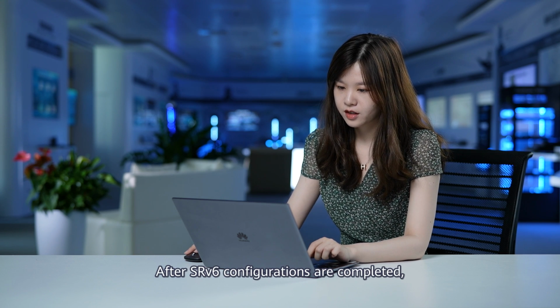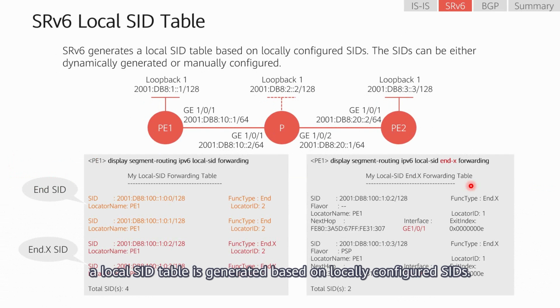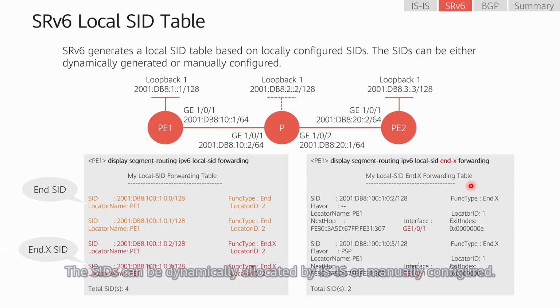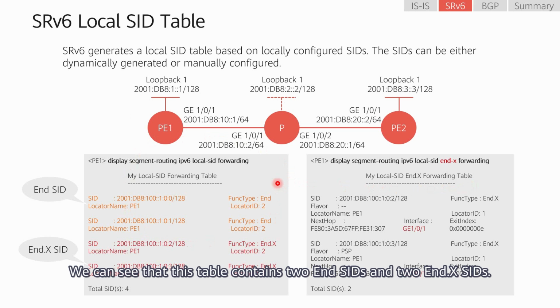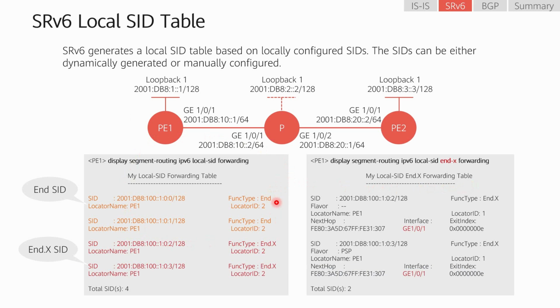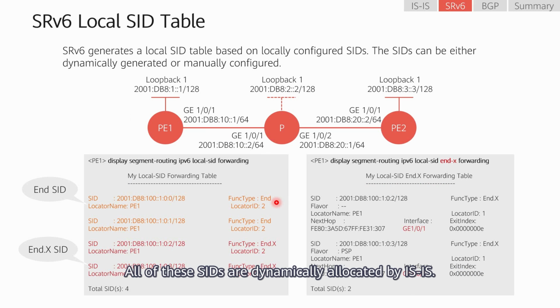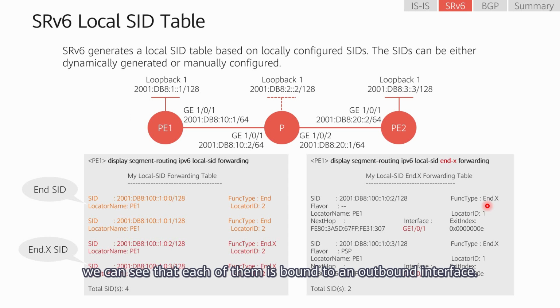After SRv6 configurations are completed, a local SID table is generated based on locally configured SIDs. The SIDs can be dynamically allocated by IS-IS or manually configured. Next, let's look at a common local SID table. We can see that this table contains two End SIDs and two End.X SIDs. All of these SIDs are dynamically allocated by IS-IS. If we look at the detailed information about the End.X SIDs, we can see that each of them is bound to an outbound interface.